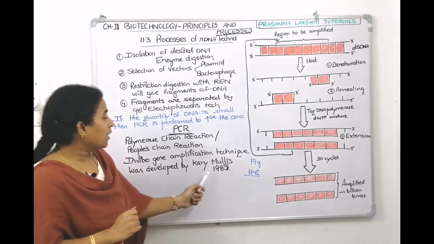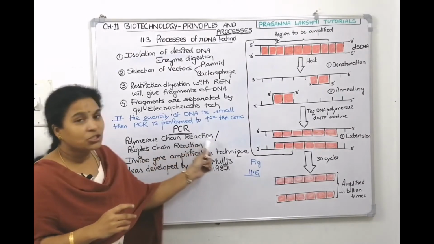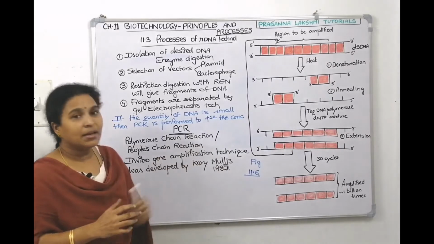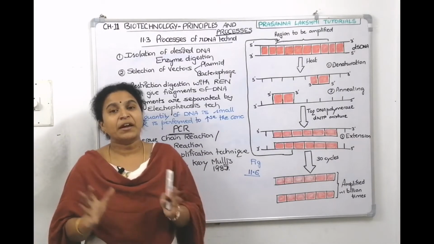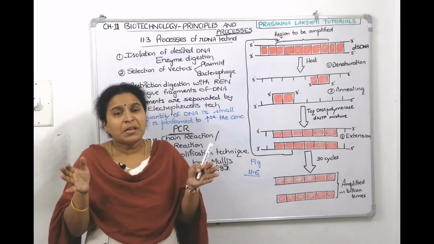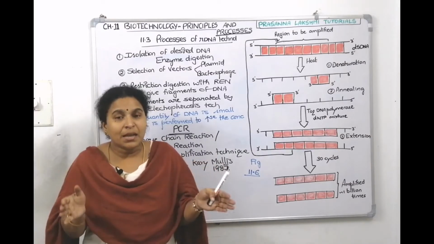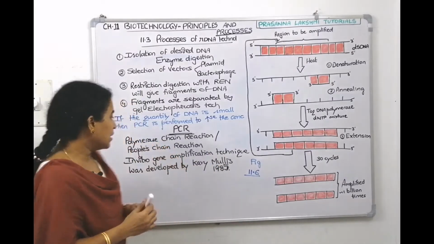When did he develop it? 1985. What is the full name of PCR? Polymerase chain reaction. And I told you, you are going to multiply it, amplify it in the lab, in a machine. What is that machine where PCR is performed? The name of the machine is called thermal cycler.